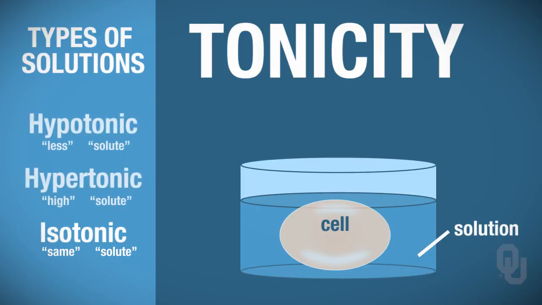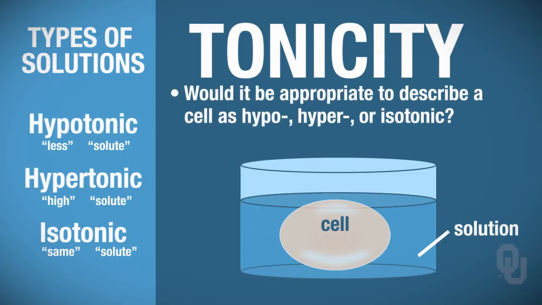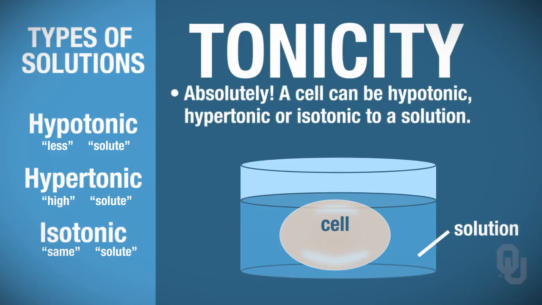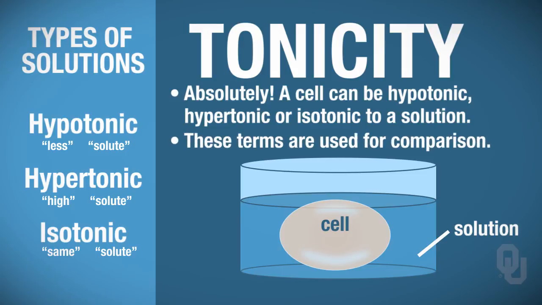Okay, so then a little question for you. Would it be appropriate to describe a cell as hypotonic, hypertonic, or isotonic? Or can we only use those terms to describe solutions? And the answer to that is absolutely. You can say a cell is hypertonic to a solution. You can say a cell is hypotonic to a solution. Notice I'm always comparing it to something. The cell is hypertonic to a solution.